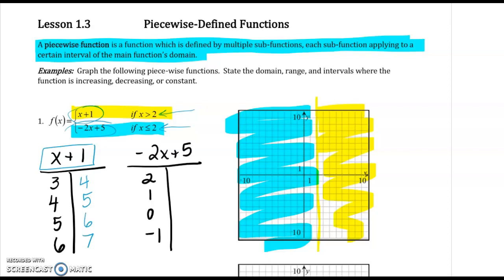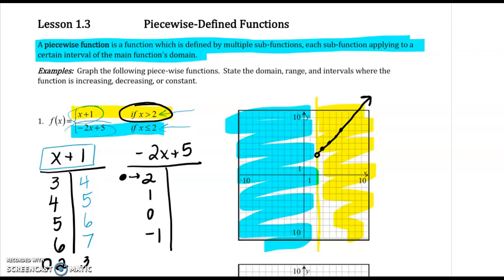So 3, 4; 4, 5; 5, 6; and 6, 7. Okay, but let's see what happens at 2. I would get 3. Because this is greater than 2, this is going to be an open dot, because I don't actually want to include 2, but I want to include everything close to 2. So right here is going to be an open dot, and then this is going to go to the right forever. Okay? Now, because this is at 2, this is included, this is going to be a closed dot there.